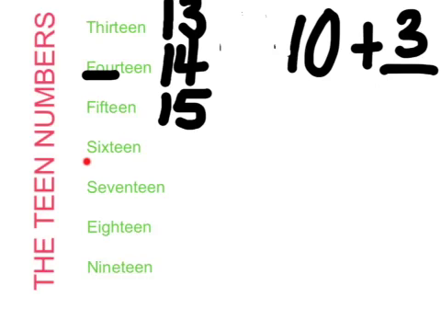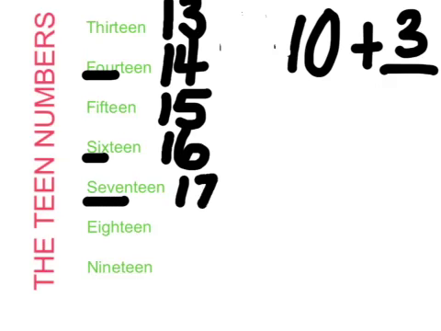Okay, now we've got 16. So the teen part, remember, that tells me that there's 1 ten, and the 6 part gives me a clue that there's 6 ones. Okay, next number we have is 17. All right, the teen part gives me the clue, there's 1 ten, and the 7 is the 7 ones. Okay, now we have 18. The teen part gives me the clue that there's 1 ten, and the 8 gives me a clue that there's 8 ones. And finally, we have 19.